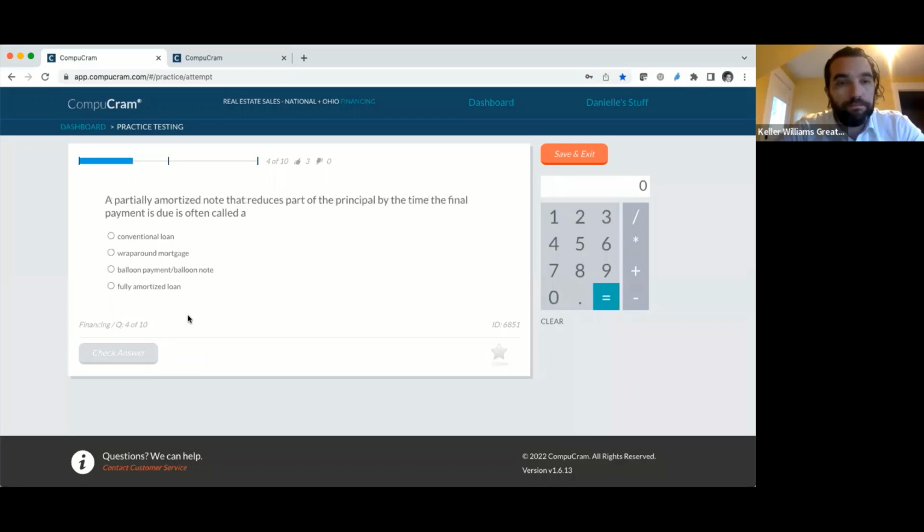Question number 4. A partially amortized note that reduces part of the principal by the time the final payment is due is often called A, a conventional loan, B, a wraparound mortgage, C, balloon payment or a balloon note, or D, a fully amortized loan.